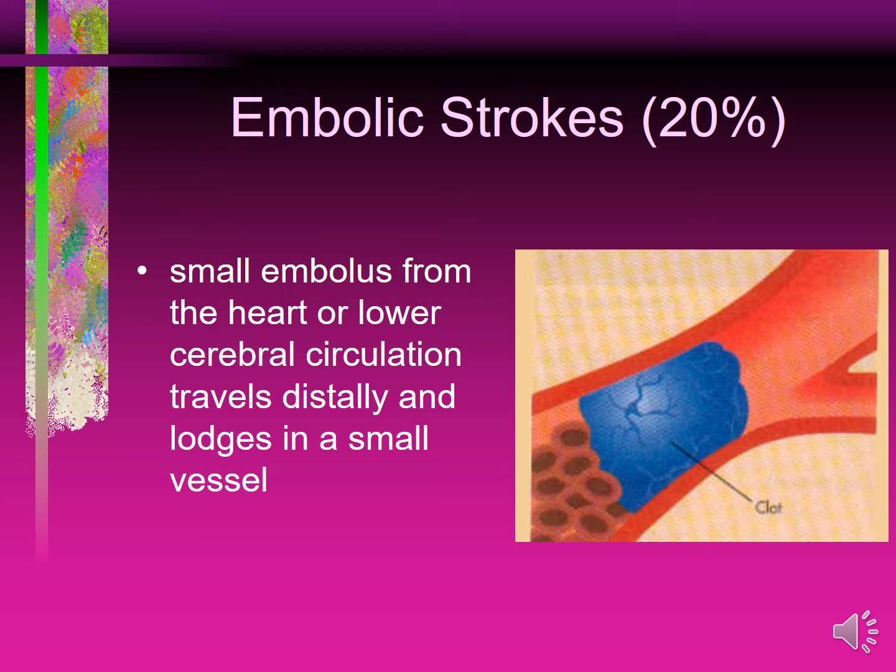So in this case, this clot could have been in the heart, it could have been somewhere in the lower circulation, and it ended up traveling to the brain and got stuck because this blood vessel happened to be smaller than the blood vessel that this embolus came from.